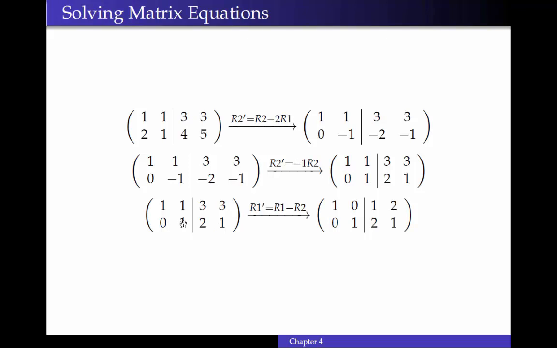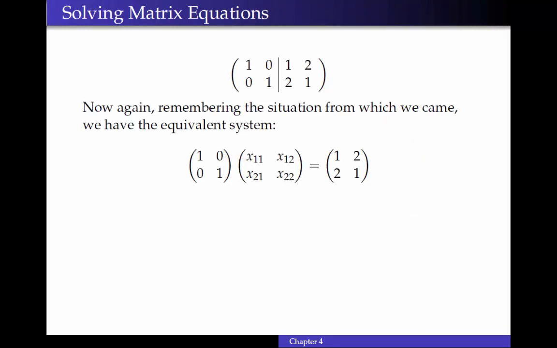And then finally, we can eliminate the element above that pivot by taking row 1 and subtracting row 2. So now we have a 0. 3 minus 2 is 1. 3 minus 1 is 2. And we're done. We've reached a point where the left-hand side of the augmented matrix is the identity, which is always our goal.